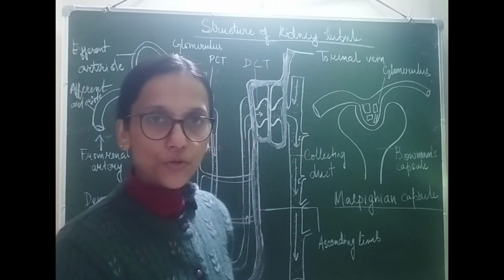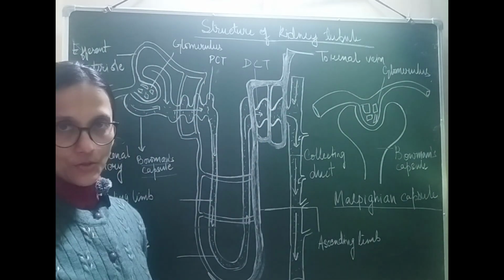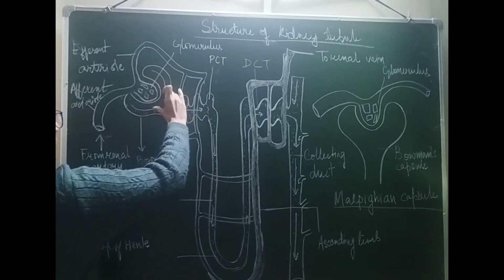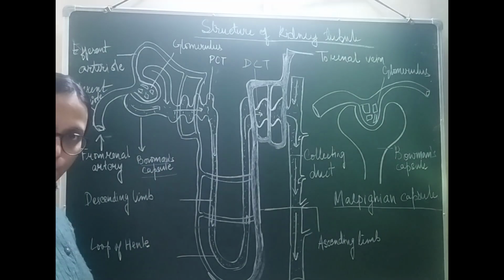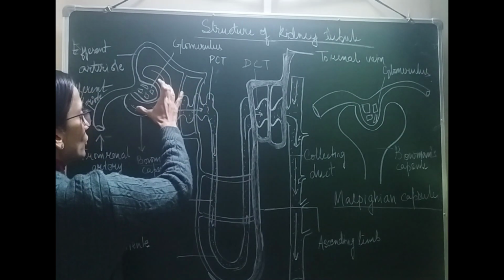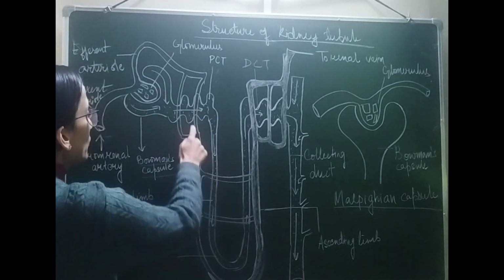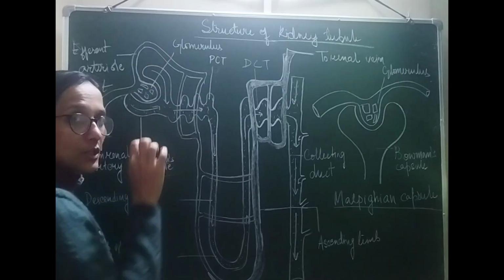So let's quickly see the structure. Structure of one nephron looks like this. It is a tubular structure. So it starts with a cup-shaped part which is known as the Bowman's capsule. Then it goes into a convoluted part, and since this part is close to the Bowman's capsule, so it is in proximity. So we call this as proximal convoluted tubule.